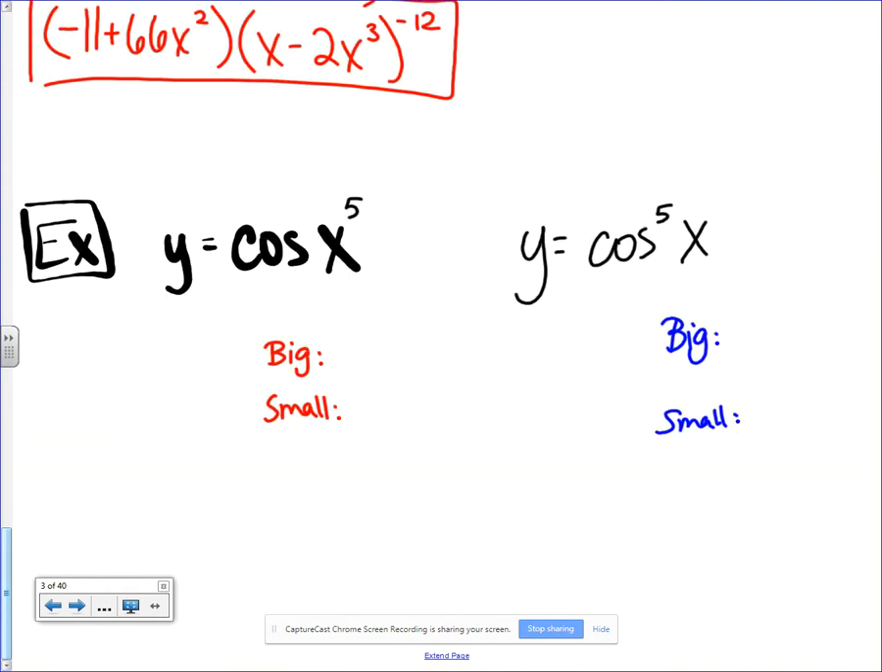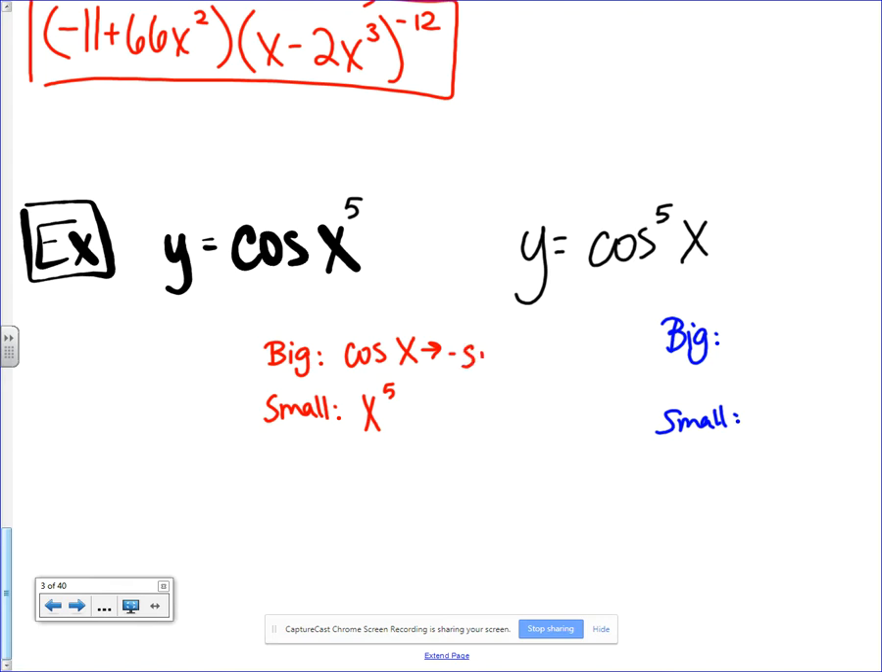Now, I want you to notice in the next example, I basically have 2 problems written. Notice the 5th power has been moved. In the first function, the one on the left, the power is on the x, that is on the angle. In the second function, the function on the right, the power is on the trig function, it's on the cosine. So this will be done 2 different ways. They are 2 different problems. In the first one, the big function is cosine of x, and the little function is x to the 5th.